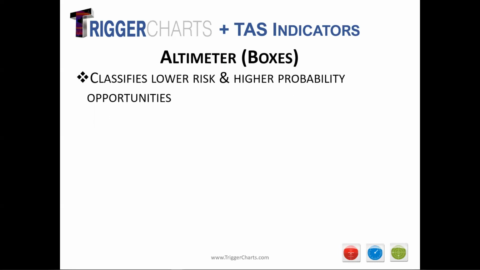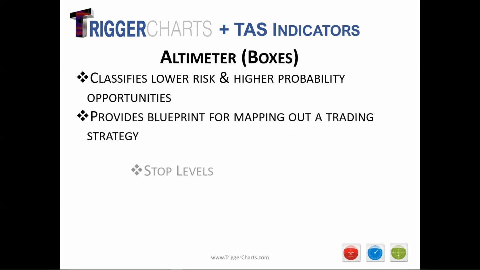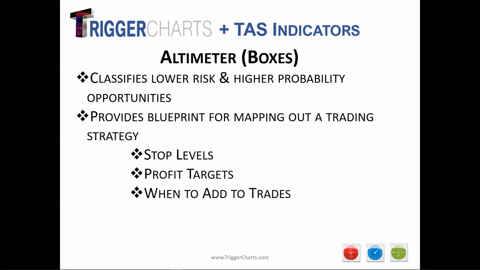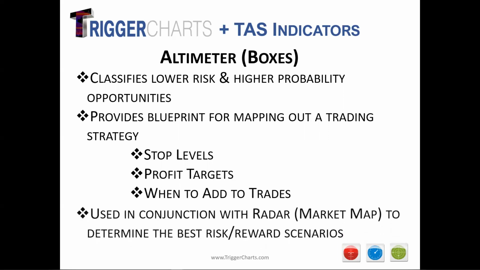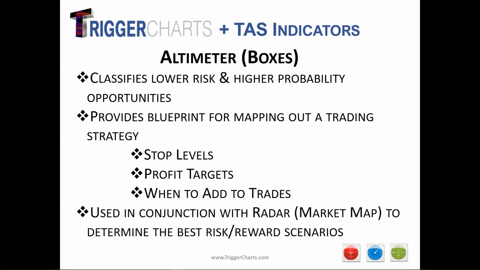So the altimeter, or boxes now that it's called, is again classifying low risk, higher probability opportunities and giving you stop levels and profit targets. All these things you could see when it's there. You could use this or in conjunction with the market map, which is a great way to get a lot more granular on the overall levels.